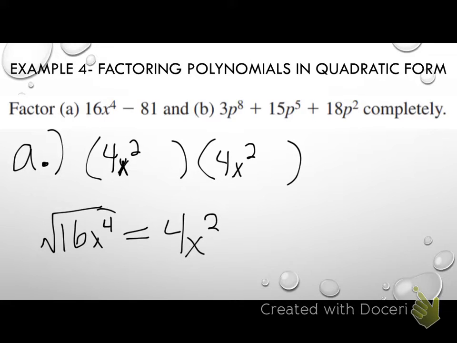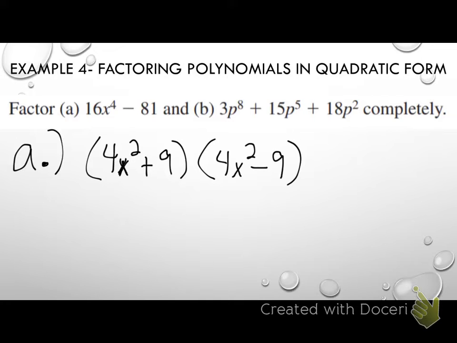Does everyone remember that? We've seen that before. We've mainly dealt with it with something x squared, though, instead of x to the 4th. How do I find this second slot in each set of parentheses? Square root of 81. What's the square root of 81? 9. Put 9 there, 9 there. And then, how do I know what the signs are? One's a plus, one's a minus. Is everyone good with that?